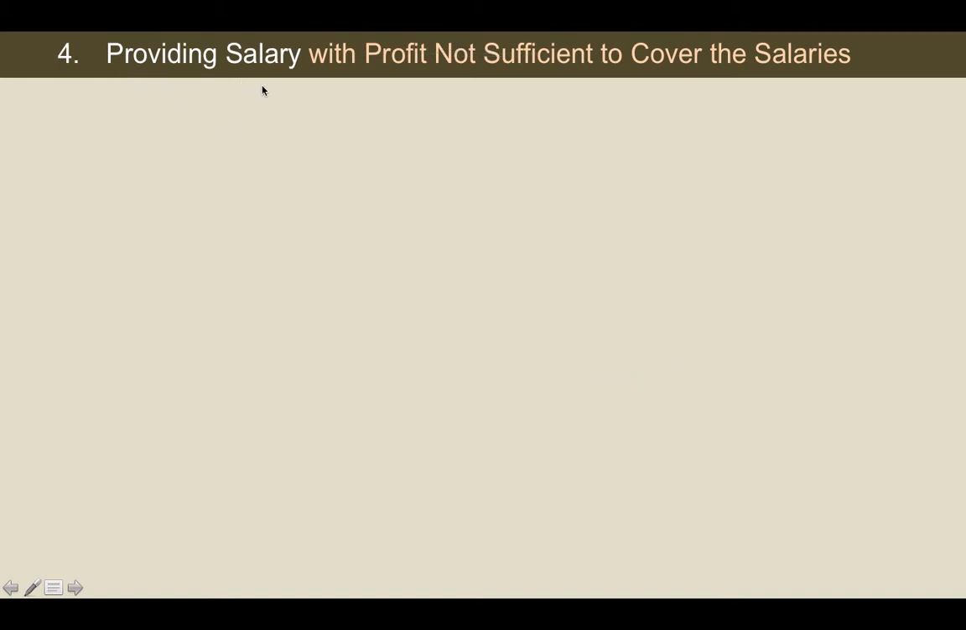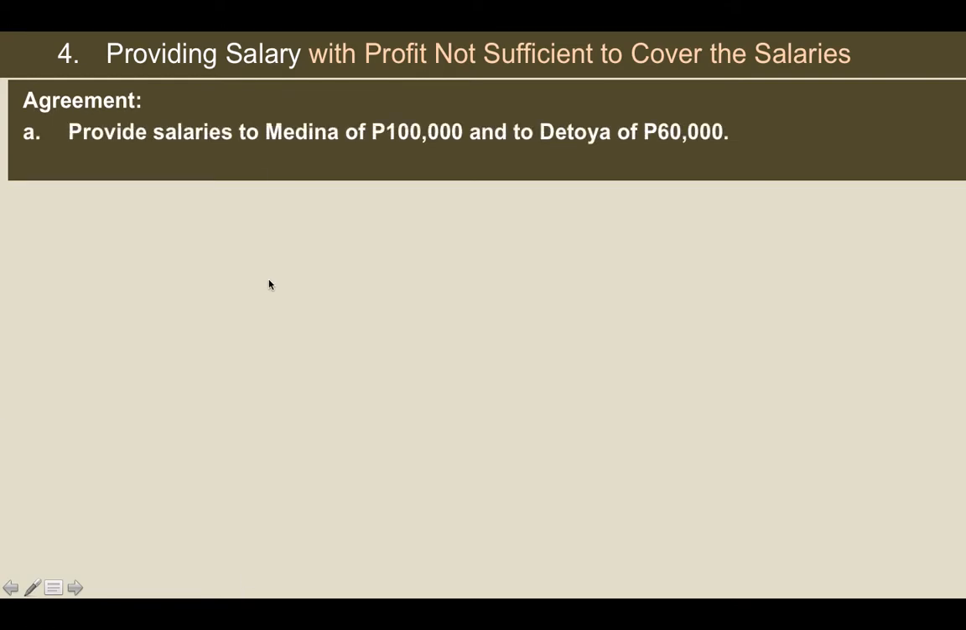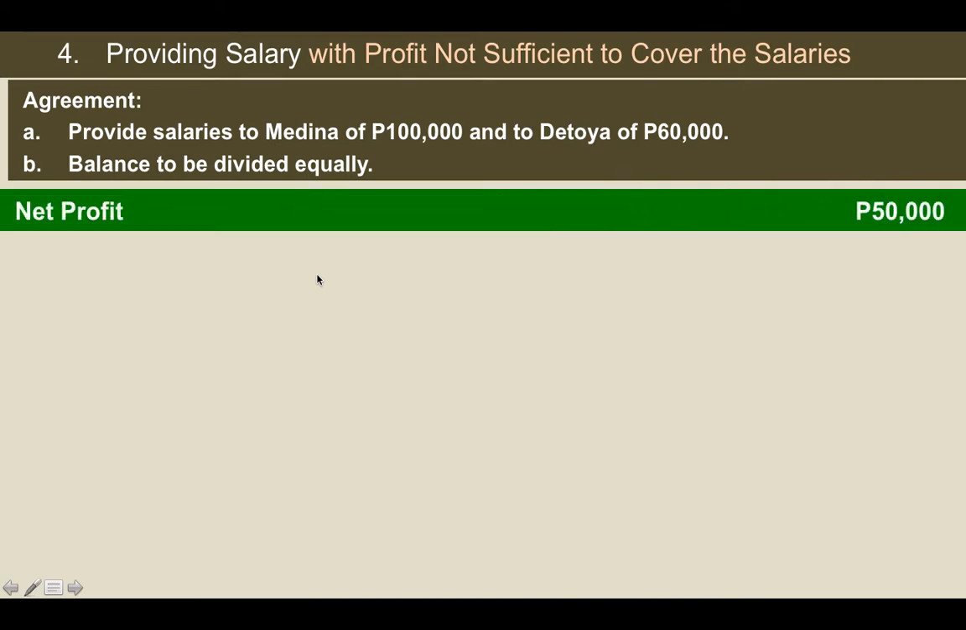Next is providing salary with profit not sufficient to cover the salaries. Okay, so we have this agreement. Provide salaries to Medina of 100,000 and Detoya of 60,000. Next, balance to be divided equally. Okay, our profit is 50,000. So our assumption is that the profit, which is 50,000, is not sufficient to cover the salaries because the salaries of Medina and Detoya, the total is 160,000.